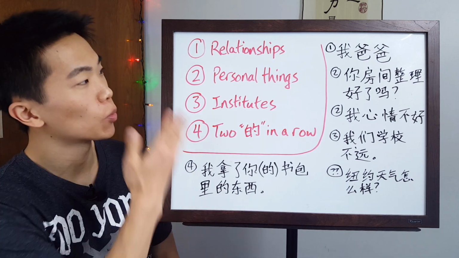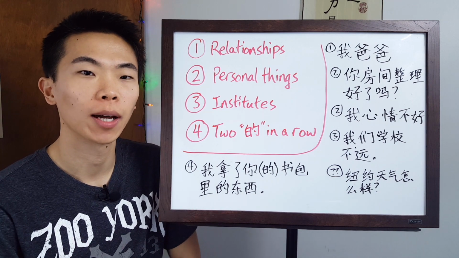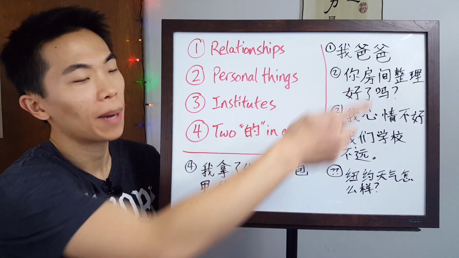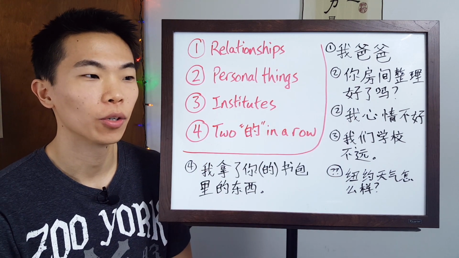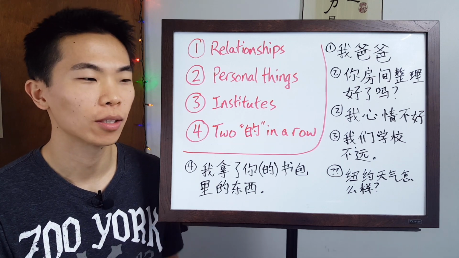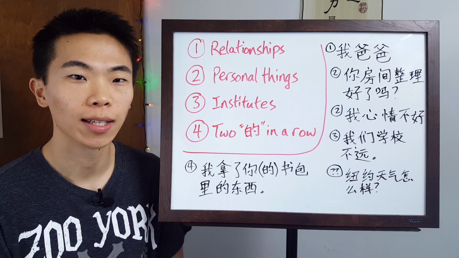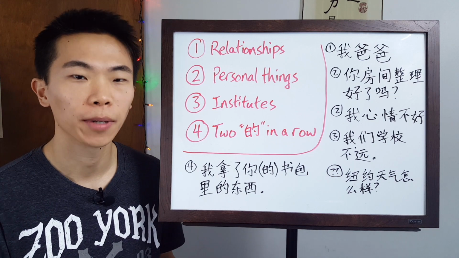So the first one is relationships, and that was the first point I brought up. 我爸爸, my dad. You don't own your father, you don't own your sisters. It's more of a relationship than it is a possession, so you would tend to drop it.